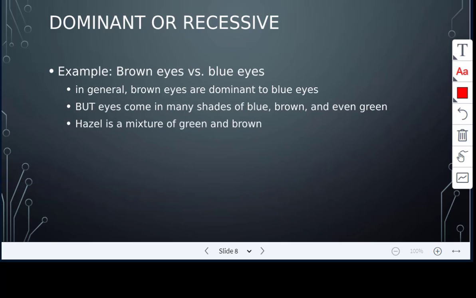All right, so continuing with dominant or recessive, another example here is brown eyes versus blue eyes. In general, brown eyes are dominant to blue eyes, but eyes come in many shades of blue, brown, and even green. Hazel is another eye color. It's a mixture of green and brown. But generally, brown eyes are dominant to blue eyes.